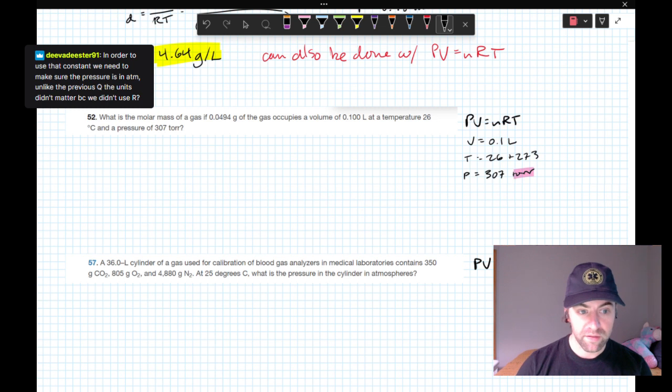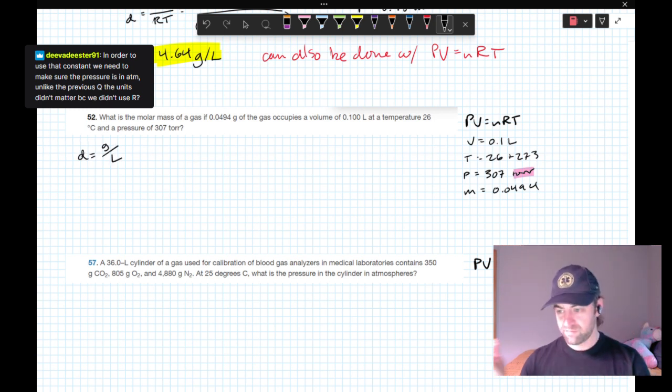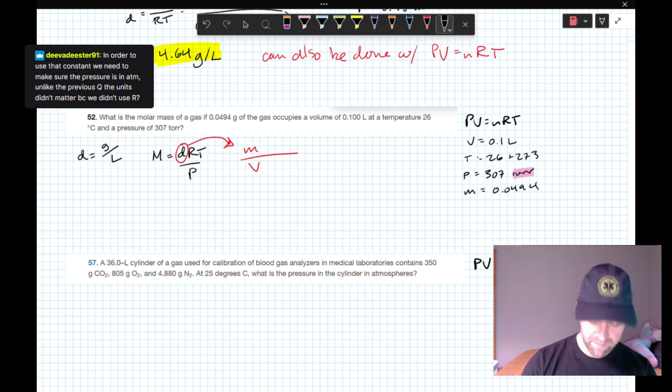And we're trying to get to molar mass. We can get to density because we have a mass and a volume. The mass we're given is 0.0494. Density, of course, is mass per volume. So, using that shortcut equation that we just did, we can simply plug in those values to modify that shortcut equation.